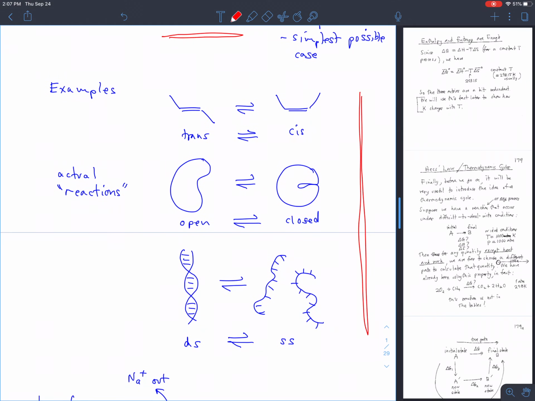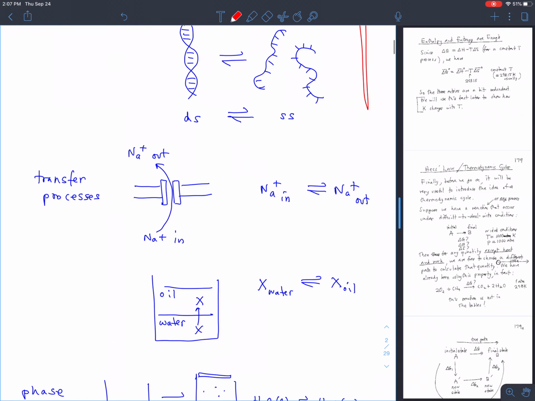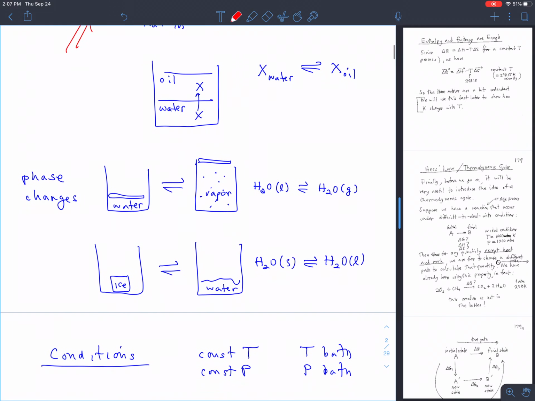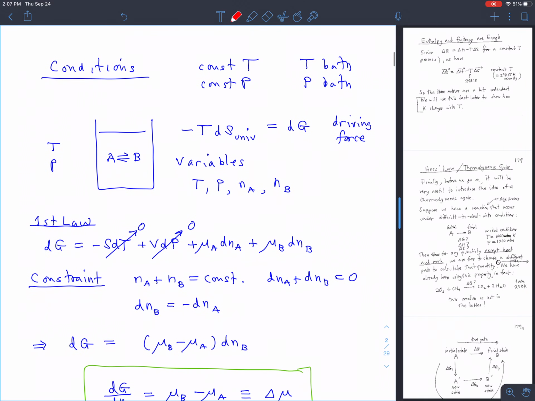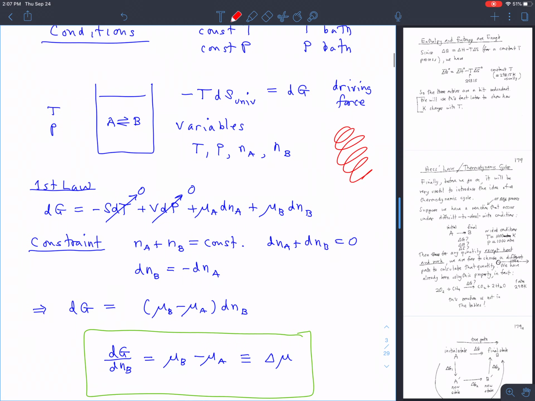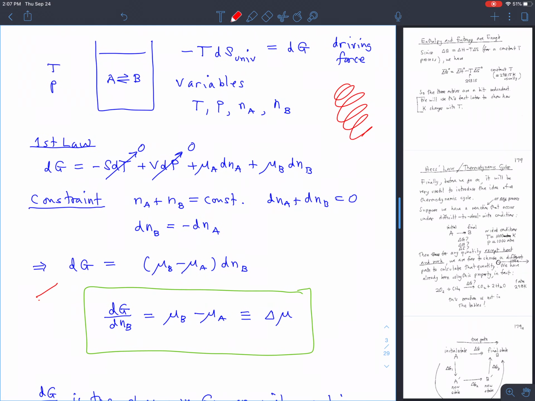All of the chemical reactions proper that have only one reactant and one product, also transfer processes between one place and another, and phase changes between one place and another. Then we saw that if we use a little bit of the mathematical machinery that we developed earlier for thermodynamics, we can derive a driving force, a change in Gibbs free energy, which is related to change in the entropy of the universe.